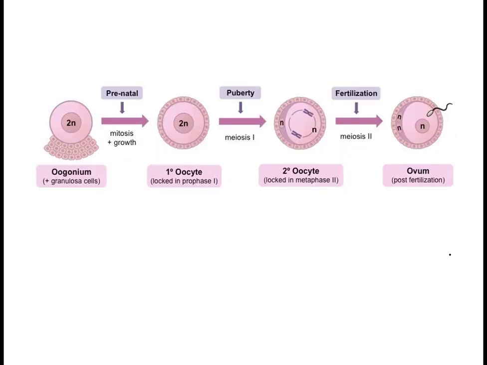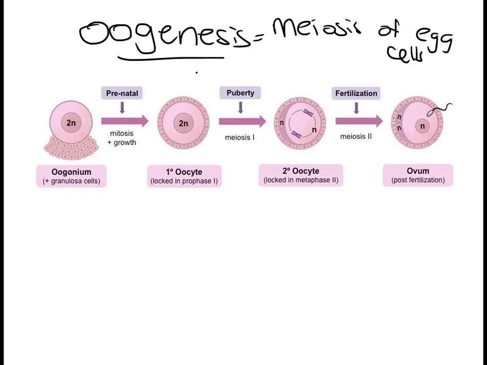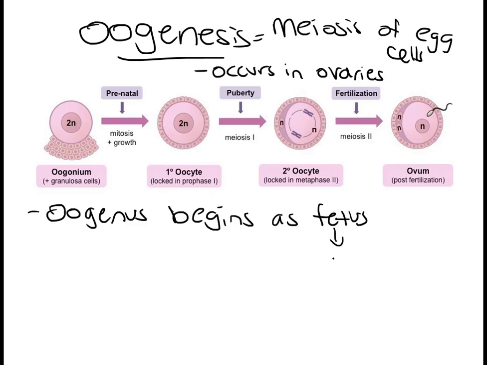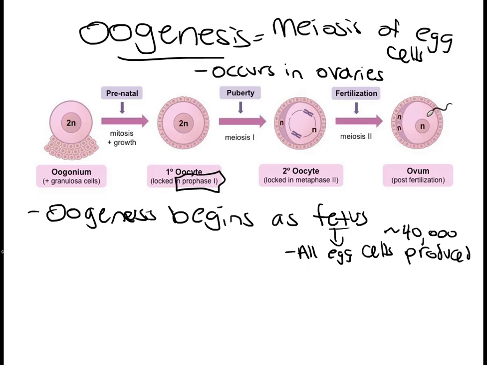Now it's quite different for egg cells. The production of egg cells is called oogenesis. This process occurs in the ovary. So for biological females, oogenesis occurs while they are still a fetus, so before birth. As a fetus, all the egg cells the individual will ever have are already produced. And on average, the number is around 40,000 egg cells, which really is not a lot to begin with. Now, at this stage, while still a fetus, these egg cells get paused in prophase 1. So at birth, all the egg cells are paused in prophase 1.